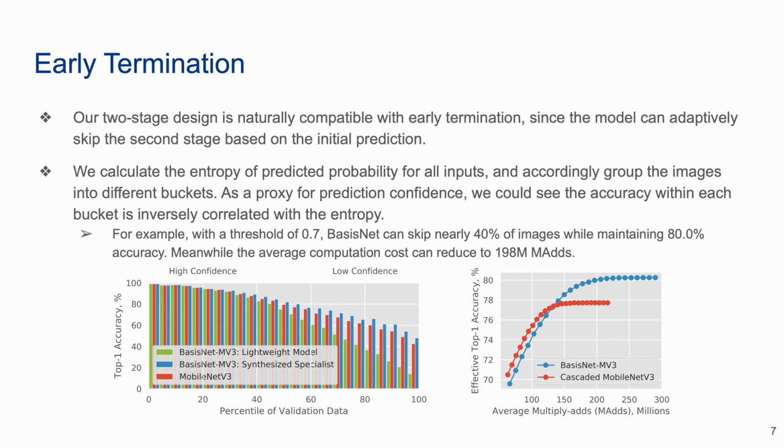For example, with a threshold of 0.7, BasisNet can skip nearly 40% of all images in the ImageNet validation split, while still retaining an accuracy of 80%. However, the average computation cost can be significantly reduced to less than 200 million multiply-adds.